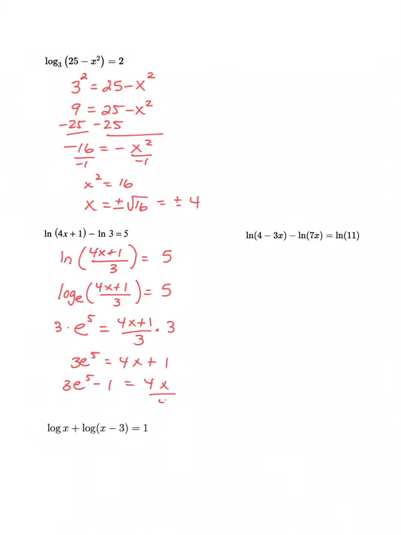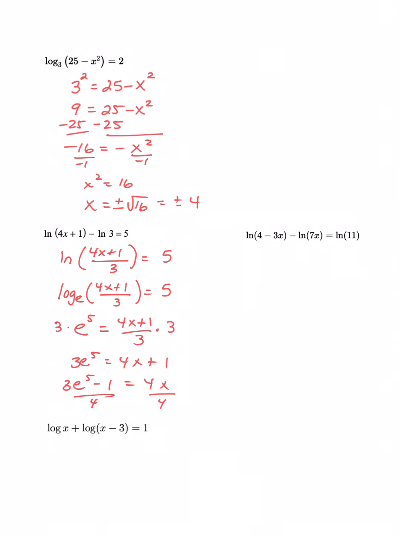And divide both sides by 4. So x equals 3e to the 5th minus 1 all over 4. And again, you could leave it like that, or you could get the decimal equivalent of it.